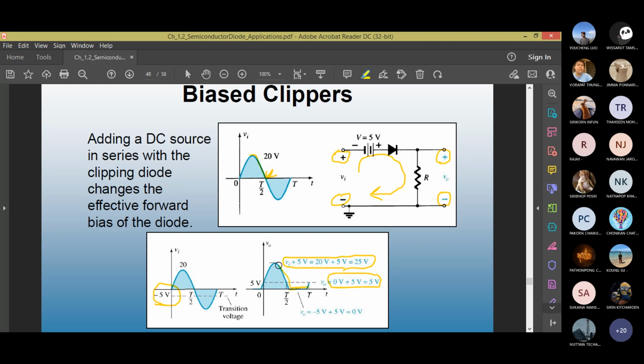So you actually change the level of forward biasing. You shifted the level around by using a DC source with the clipper. This is a bias clipper. If you are given a bias clipper, you have to analyze the different voltage values and also use the KVL loop and determine when the diode will be off and when the diode will be on. Not as straightforward as the regular clipper with no bias.